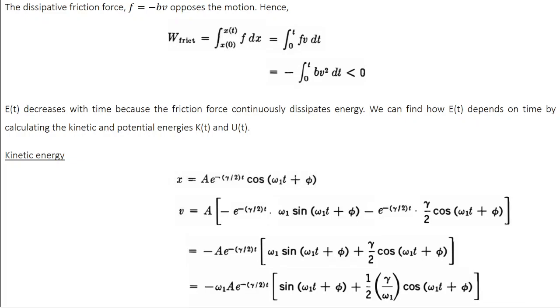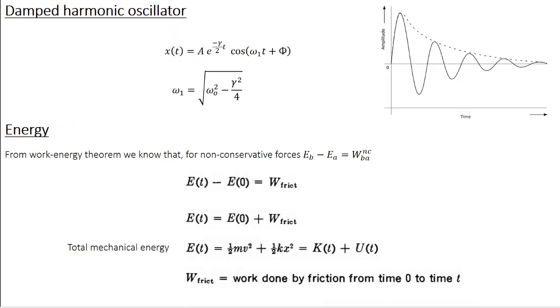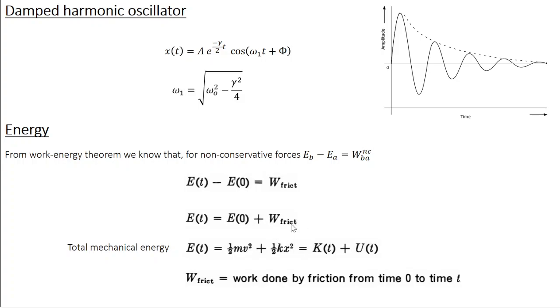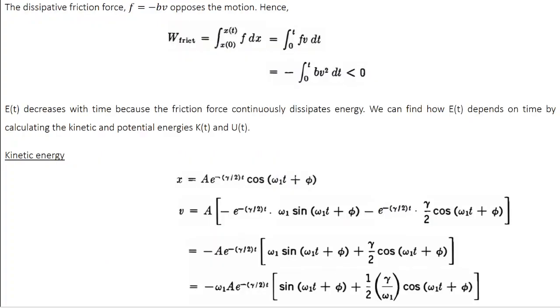Now I can qualitatively say what happened to the total energy, because look at the expression: the total energy is E of 0 plus the work done by the frictional force. E of 0 is a constant, right? This is the initial energy for a given system. So this is going to depend entirely on the work done by the frictional force, which is a negative work done. And if you look at this expression, as time increases, the negative work is going to increase. So you can see that the negative energy increases. So what happens to the total energy? It is going to decrease as time progresses. So E of t decreases with time because the friction force continuously dissipates energy.